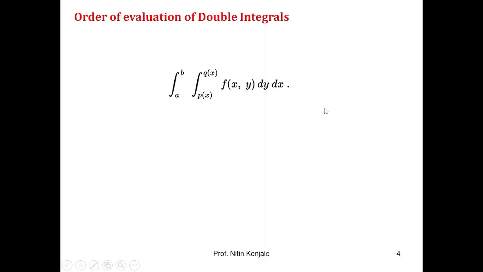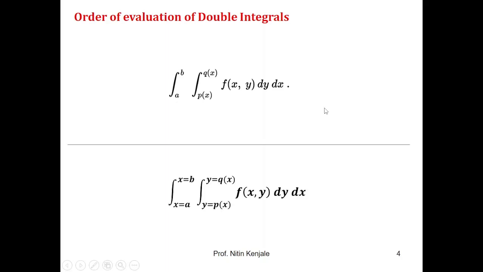So, I can write this same integral in this following way. This p of x is nothing but y is equal to p of x. So, y is a function of x. Here, in upper limit also, y is a function of x. So these are nothing but limits of y. So we evaluate integral of f of x comma y with respect to y first, because this integral has limits of y. So we have to evaluate this integral first with respect to y and then with respect to x.